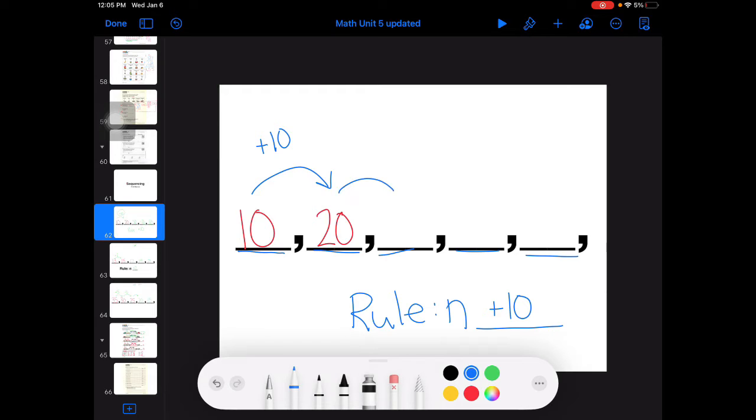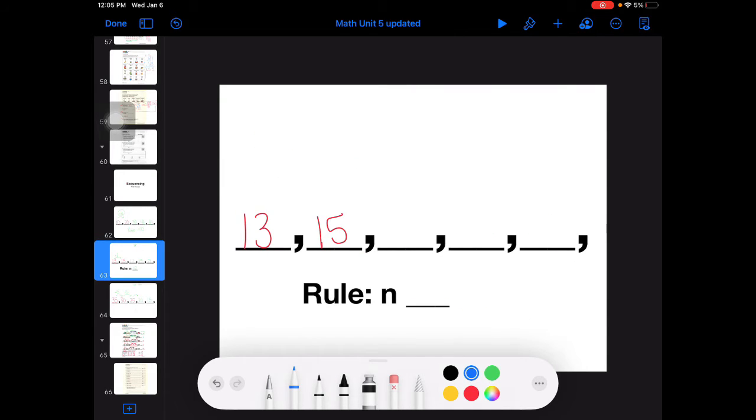So then in my next one, guess what? My rule is to add 10. So I go 10, 20, 30, 40, and 50. Now that one was a little easy because counting by tens is easy. Let's try a trickier one.